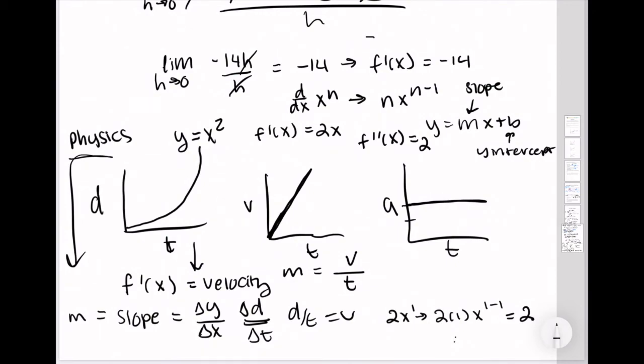So like I said, if you can understand that taking the derivative of the distance versus time graph gives you the velocity, and taking the derivative of velocity gives you acceleration, and how this x squared curve eventually becomes a flat line, then you will have a better grasp of the derivative concept.